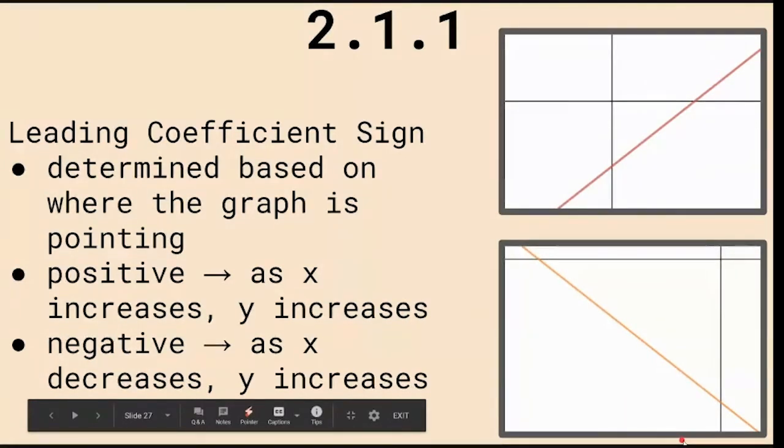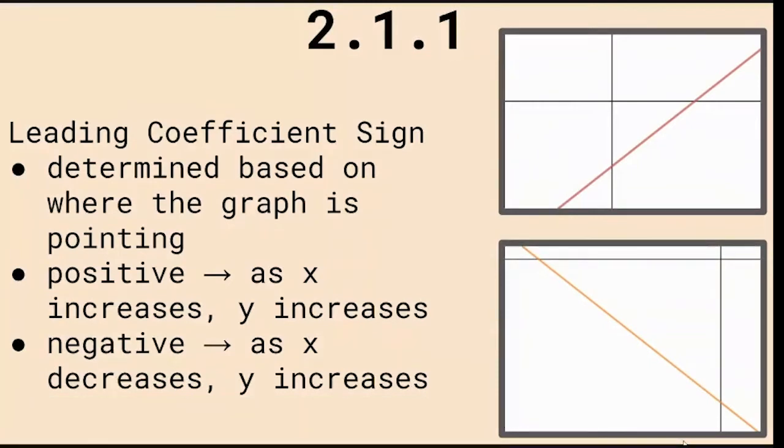And this is very positive: as x increases, y increases. Negative: as x decreases, y increases. But really, just think about the graph. It's going up or it's going down. And you're always going left to right, like you're reading a book. You go left to right each time.